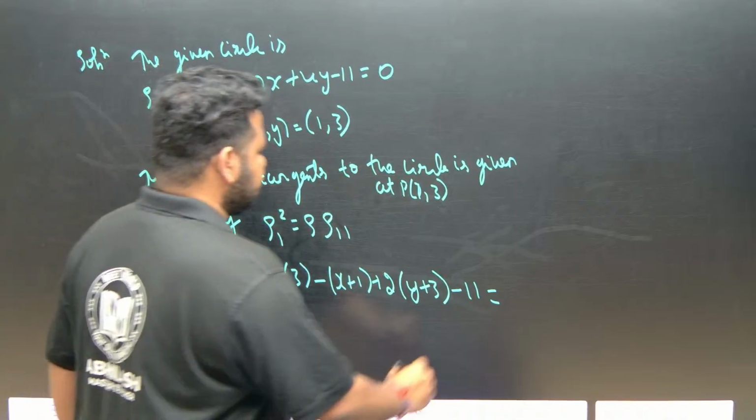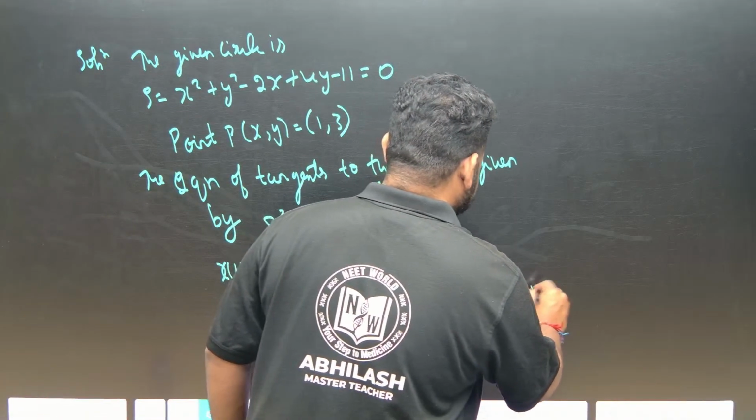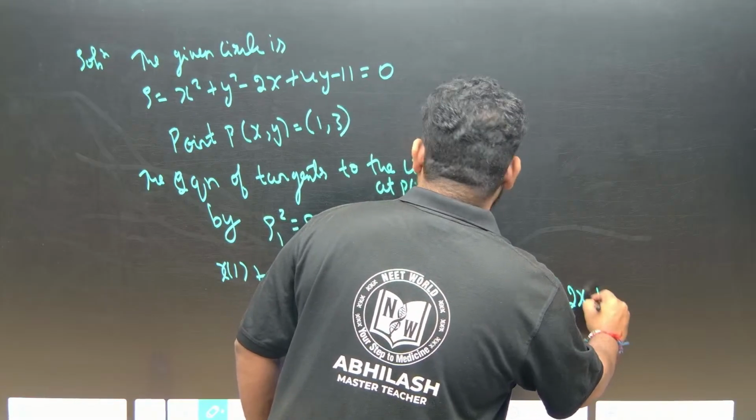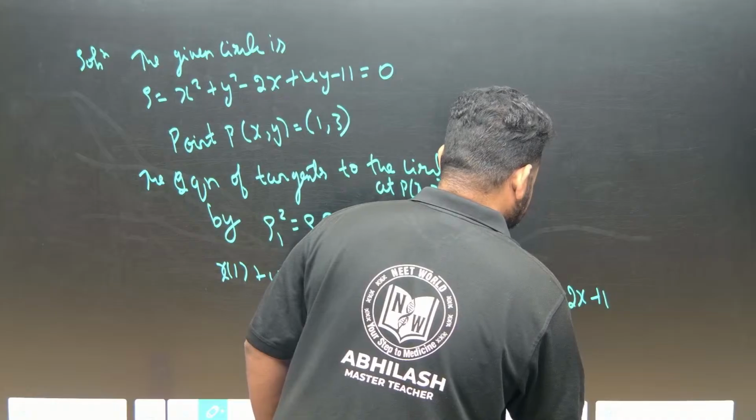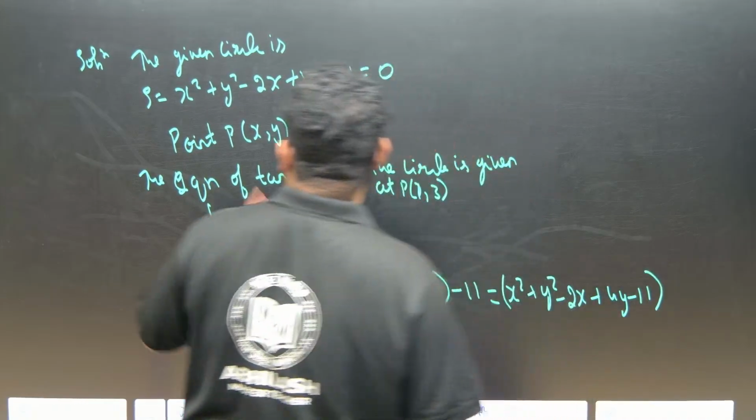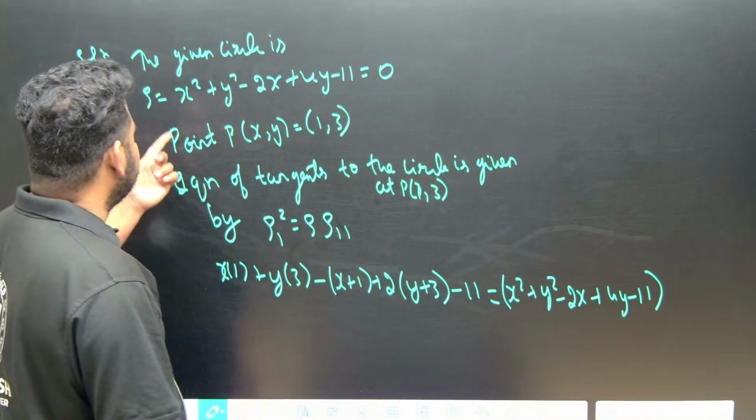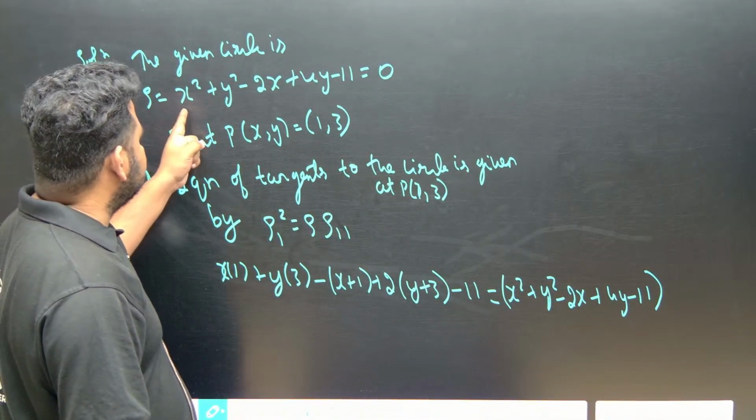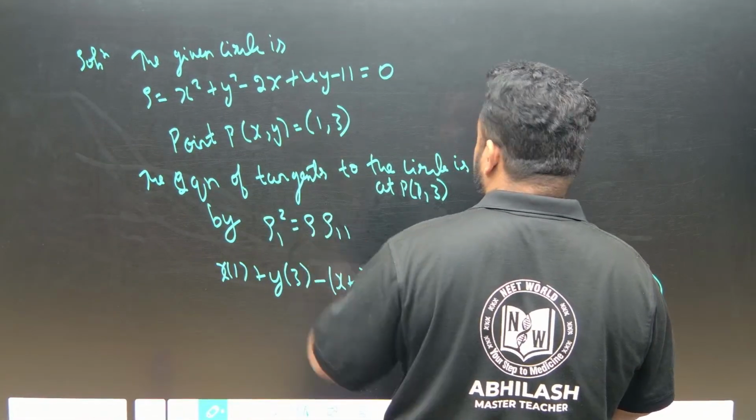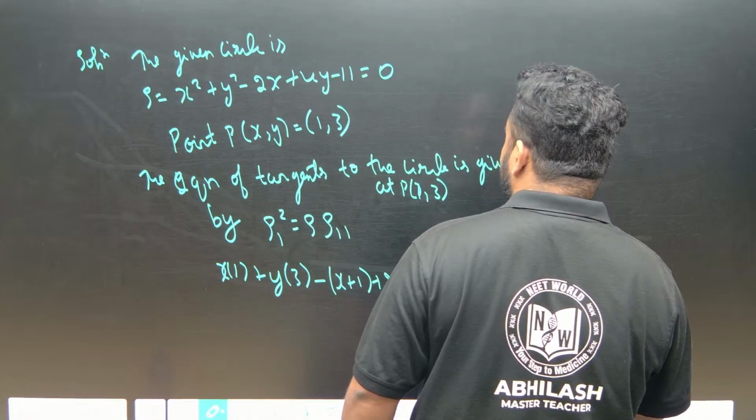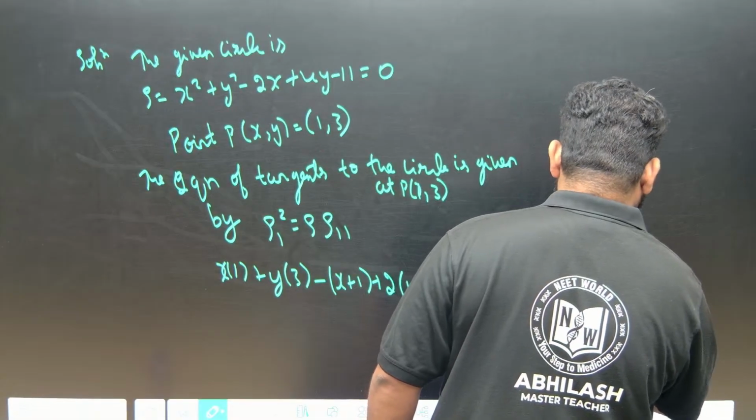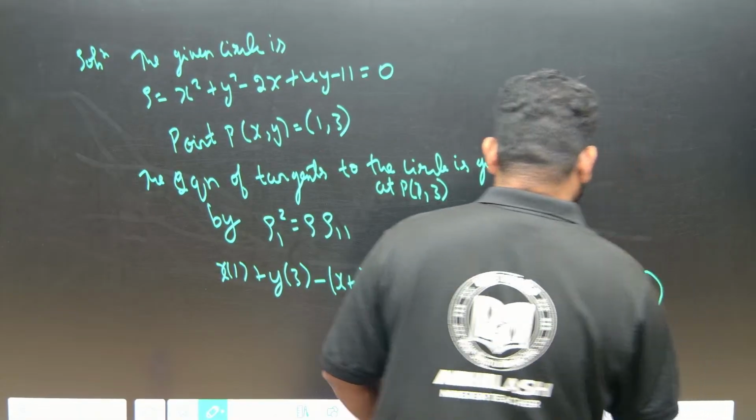S is x square plus y square minus 2x plus 4y minus 11, into S11. I just put the values for S11: 1 square plus 3 square is 9, minus 2 into 1 is minus 2, plus 4 into 3 is 12, minus 11.